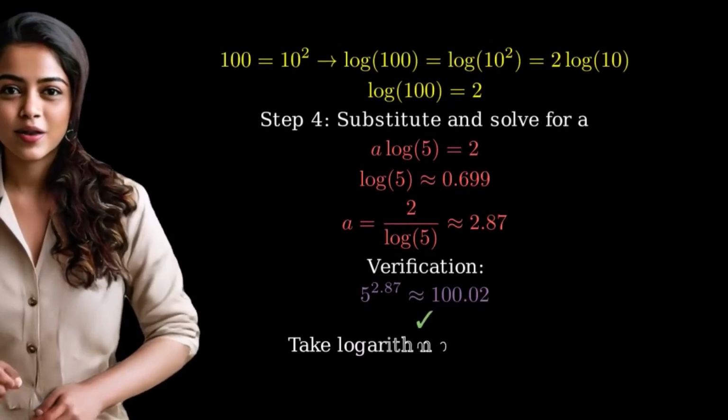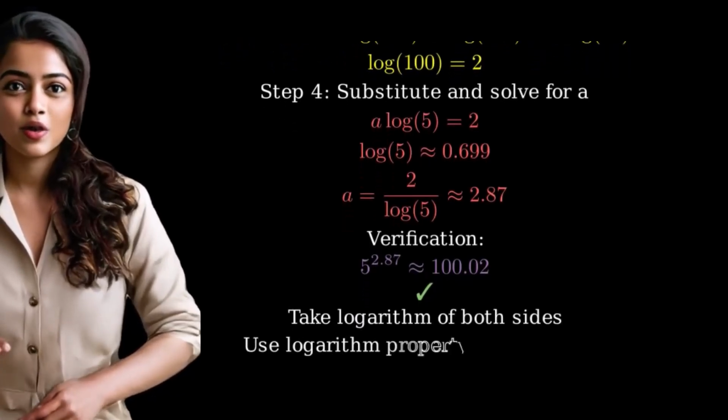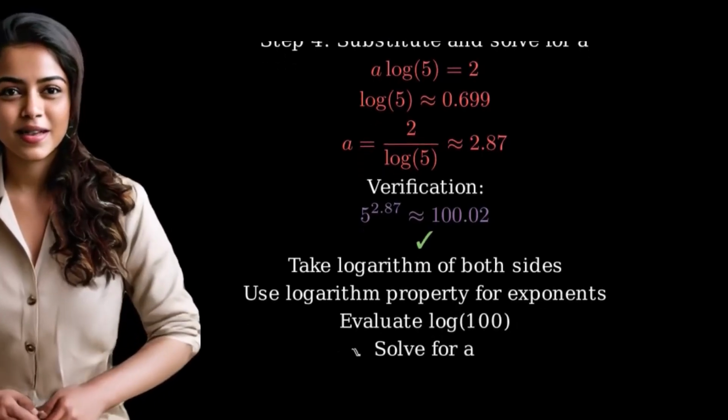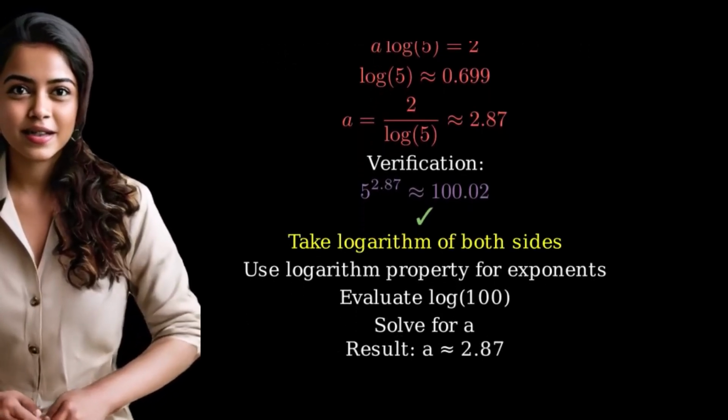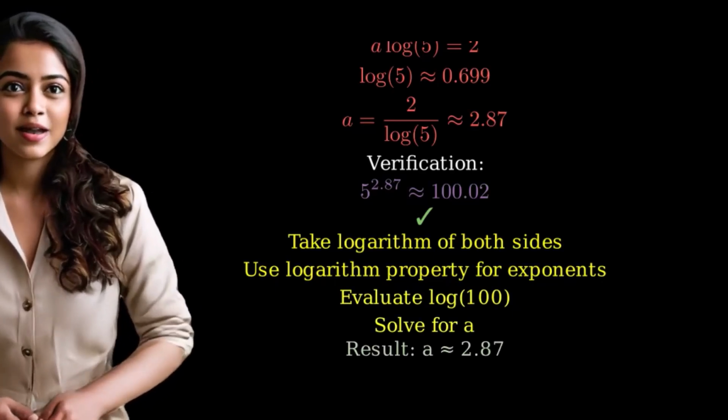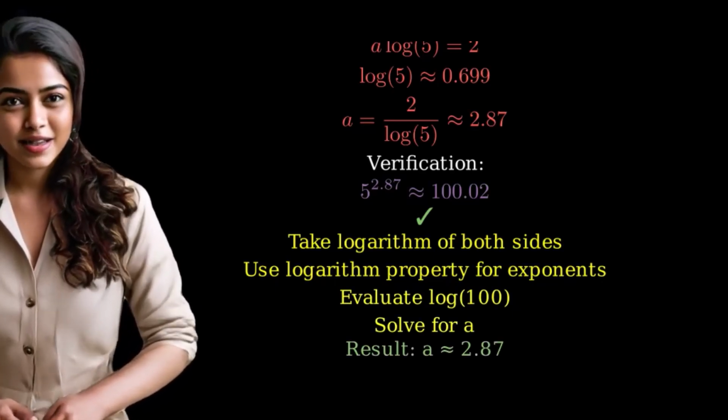To summarize, we solved 5 to the a equals 100 by, first, taking the logarithm of both sides, then using the logarithm property for exponents, next, evaluating log of 100, and finally, solving for a. This gave us a equals approximately 2.87.